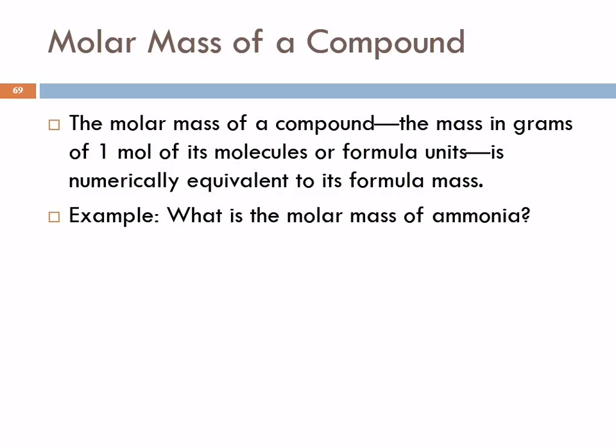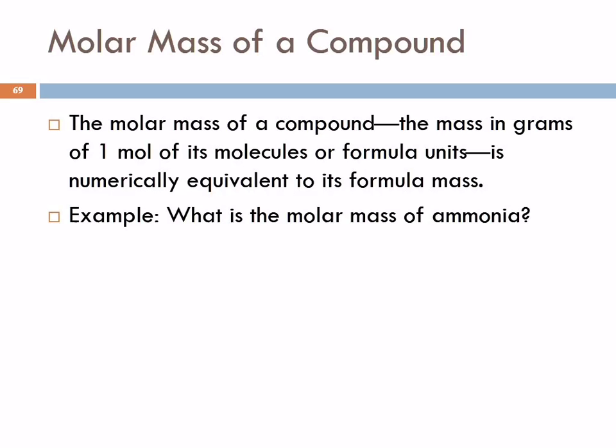Molar mass. The molar mass of a compound is the mass of 1 mole of a compound. The number is the same as the formula mass, it's just the unit that's different. And that's because of how Avogadro's number and the mole were defined. The numbers are the same, just the units are different.